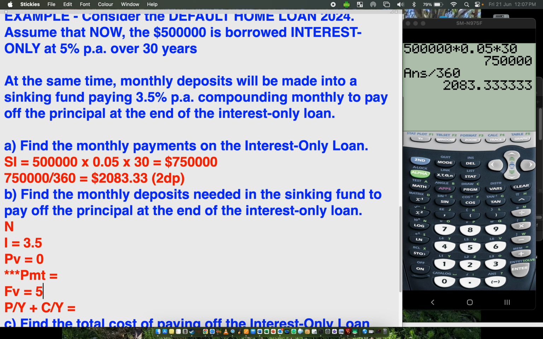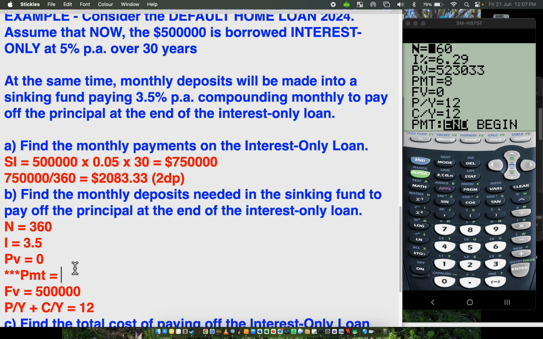500,000. And according to this, the interest-only loan and the sinking fund are compounding monthly, and I'm making monthly deposits. So PY and CY are both 12. N is also going to be 360 because I've got 30 years of monthly payments. So apps, finance, TVM solver, 3.5. Start off with nothing, end with 500,000. Solve for PMT. That tells me I need a deposit of negative 786.89 to 2 decimal points.